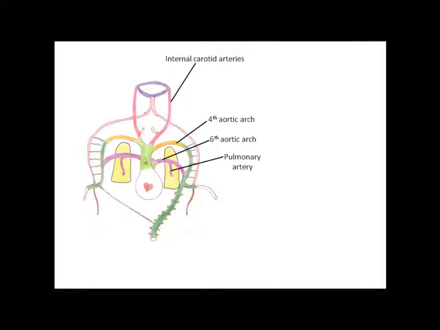But the sixth aortic arches on each side have sent a little branch, which becomes a very big branch, into the developing lung buds. These are going to be the pulmonary arteries and will actually be carrying deoxygenated blood to the lungs over time.